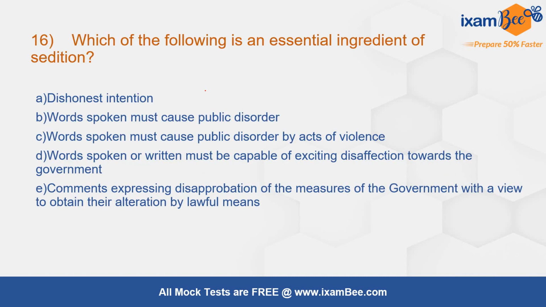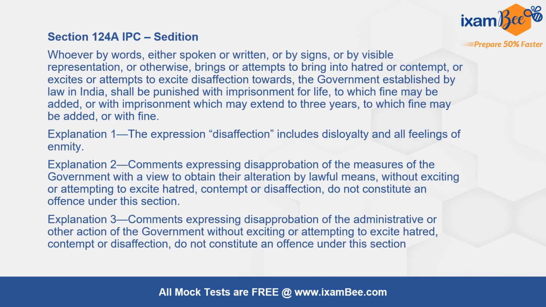Moving to next question, which of the following is an essential ingredient of sedition? The correct answer is, words spoken or written must be capable of exciting disaffection towards the government. This is given under section number 124A of IPC, which talks about sedition.